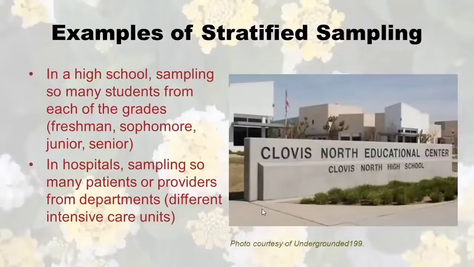And so they're going to want to look at getting a certain amount of freshman classes, a certain amount of sophomore classes, a certain amount of junior classes, a certain amount of senior classes, so they can have enough of each to make good estimates, right? And in hospitals, they often sample providers from each department. They don't just do a simple random sample of providers if they're asking about provider satisfaction, or about a policy.